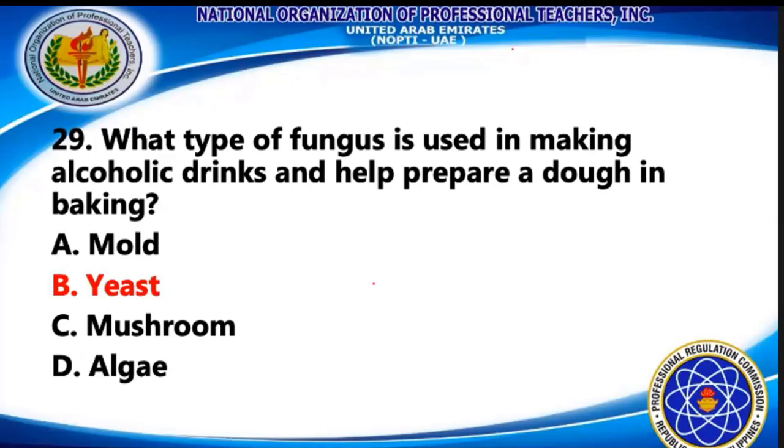Baking powder. Okay? So, yeast is that one, that type of fungus. And it is classified under, it's a fungi. It is important in the, anong tawag doon kasi yung process? Fermentation, yan. Fermentation process of making alcoholic drinks. Like wine, liquor, It is also involved in leavening the dough during baking process para aalsa siya.